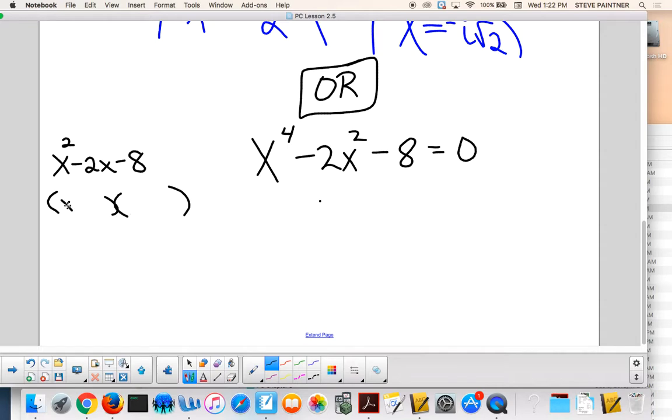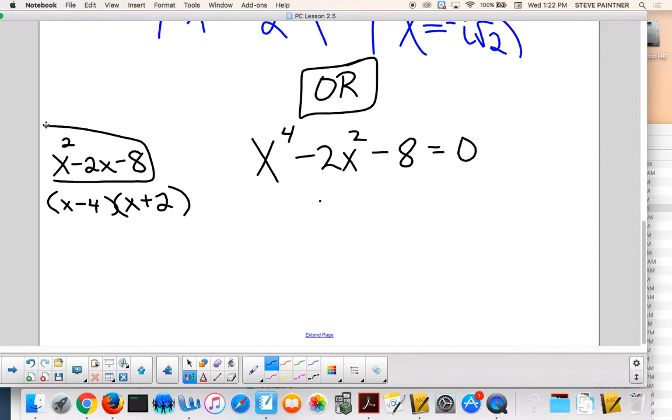X minus 4 times x plus 2. If you FOIL this out, do you get this? Is -4 times 2 -8? Yeah. Is -4 plus 2 -2? Yeah. Oh, well, guess what? That has the same look. But there's something weird about it. It's not x squared, it's x to the 4th.